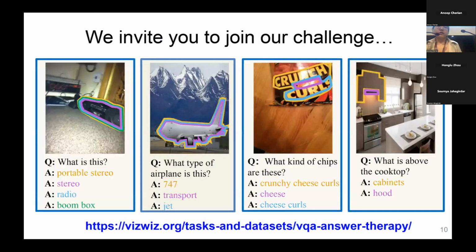We invite each of you to partake in our challenge to understand the diverse reasoning processes that can lead to different answers and to design algorithms that value the diversity of answer groundings. Thank you.